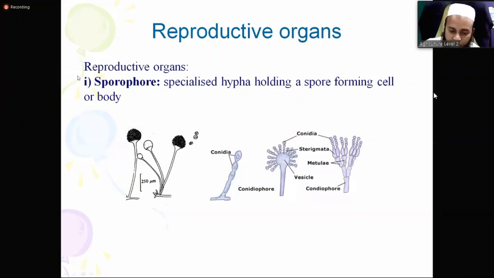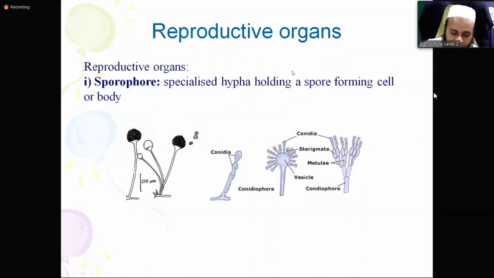So, reproductive organ. The first reproductive organ is the sporophore. What is a spore? I told you in some class that a spore is nothing but a seed-like structure of a fungus. Actually, fungi do not produce any seed, because a seed has an embryo, but the fungal reproductive structure has no embryo. So in that case, we call them spores.